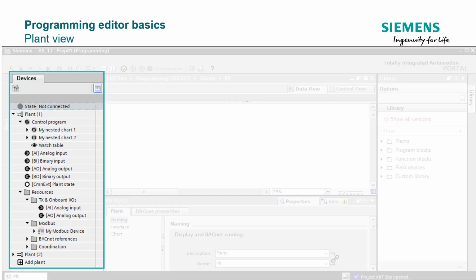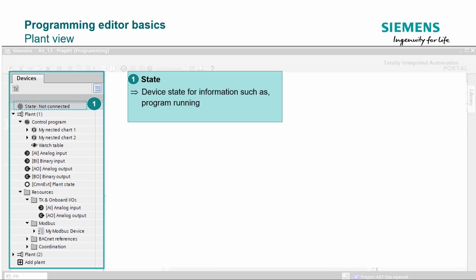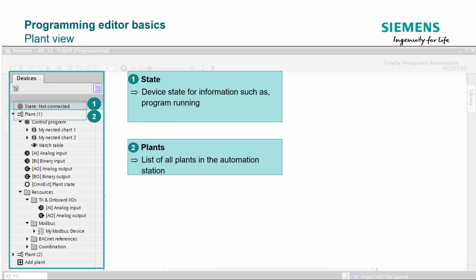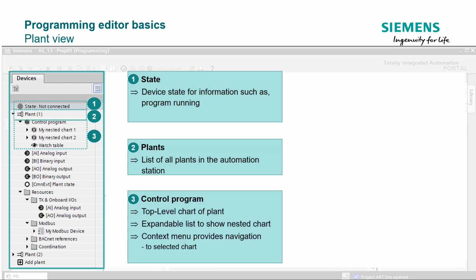Let's take a deeper look at the plant navigation view. Firstly, the state of the device is visible. Then, the list of all the plants in this device. Under each plant is the control program, which is the top-level chart. The nested charts, if created, are then visible after the control program.